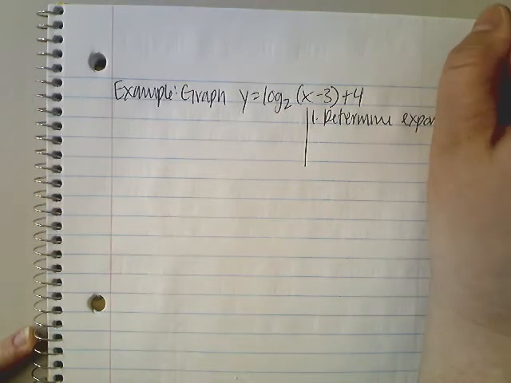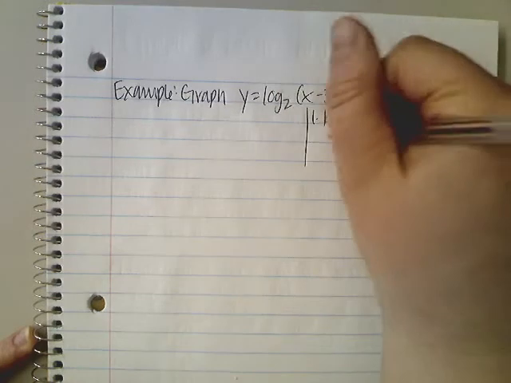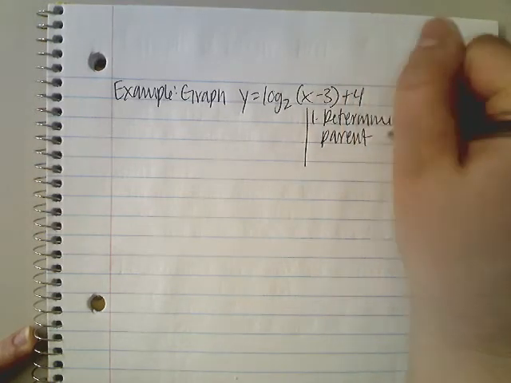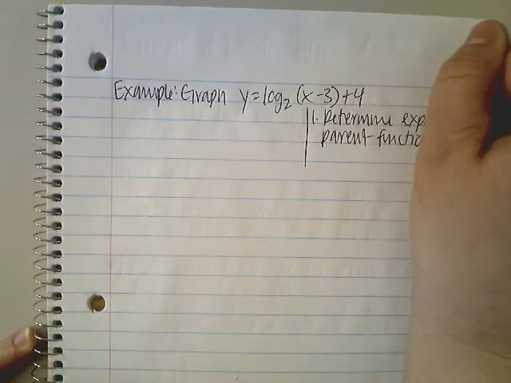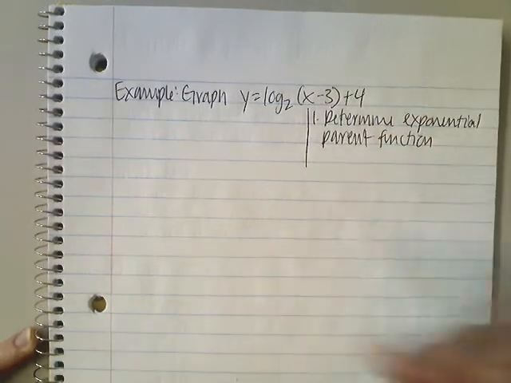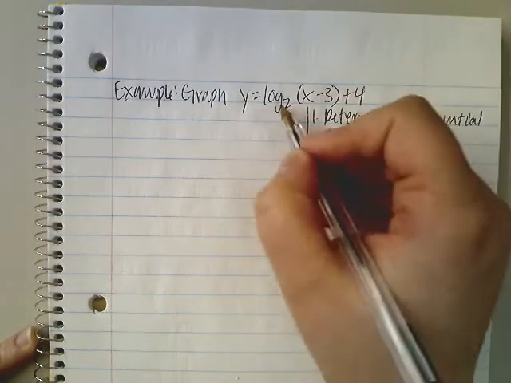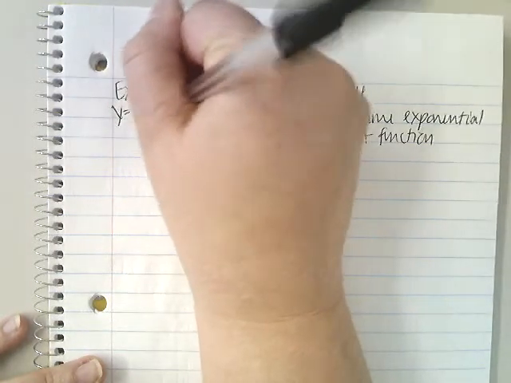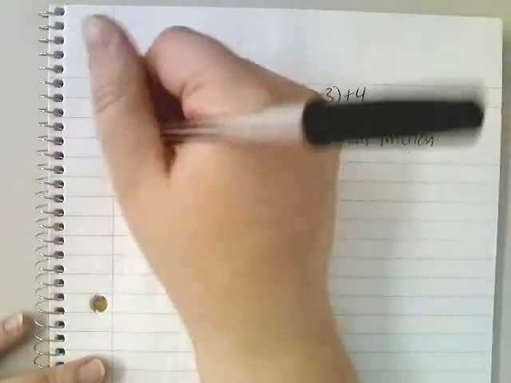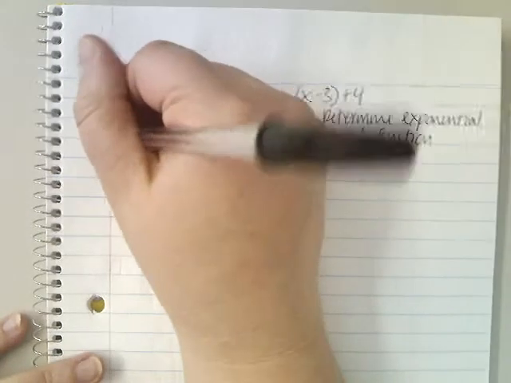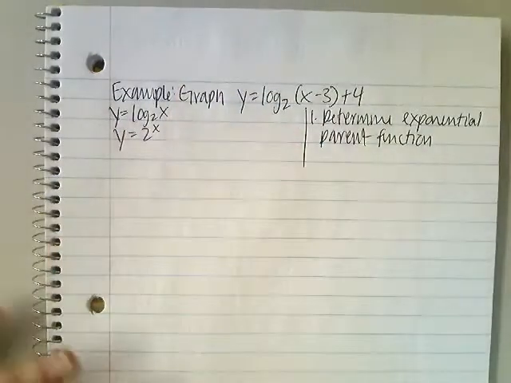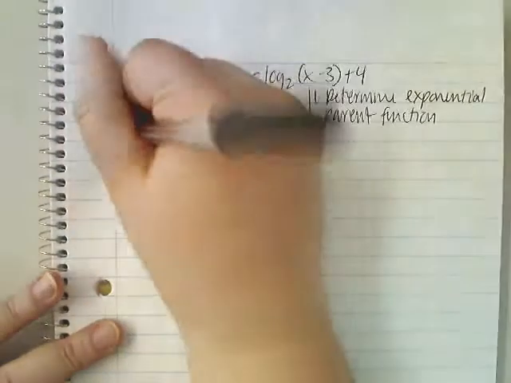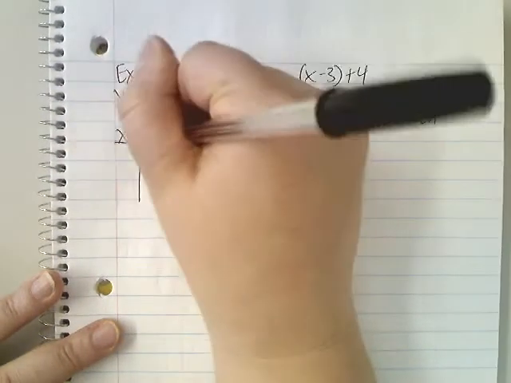exponential parent function. And what I mean by that is I don't want to deal with my transformations yet when I'm writing the exponential function, so I'm just going to look at the base. If I have y equals log base 2 of x, which is my parent function, the exponential version of that is going to be y equals 2 to the x. So if I switch my x and y and rewrite it, I get y equals 2 to the x. So that's going to be the table that I start with.